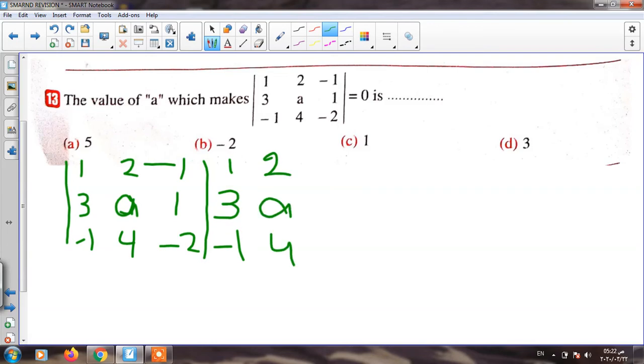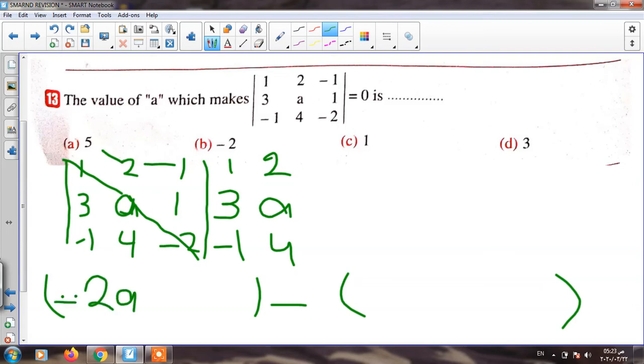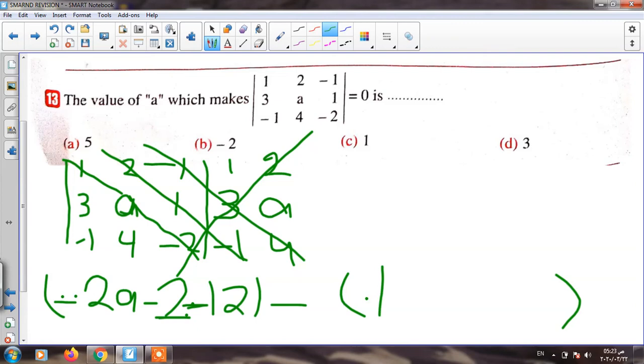And start to write the second, here 1 and 3 and -1, and here 2 and A and 4, and start to make the diagonals. Diagonals minus each other. Here we have -2A, and here it's -2, and here it's -12. Now here -12 plus 4 plus A. Here plus or minus? It's a plus, but when we multiply 1 times A times -2, it's -2A, so you're not going to put it plus, it's -2A, okay?